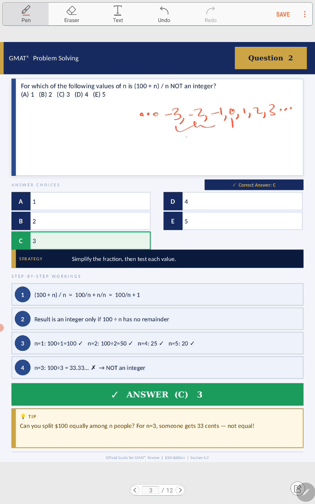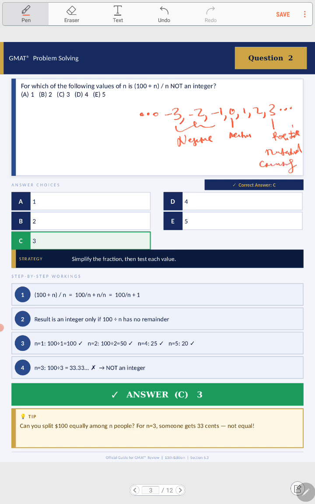This is neutral. Negative, neutral, positive. These positive integers are also called natural numbers. Natural, positive. And they are also called counting numbers.